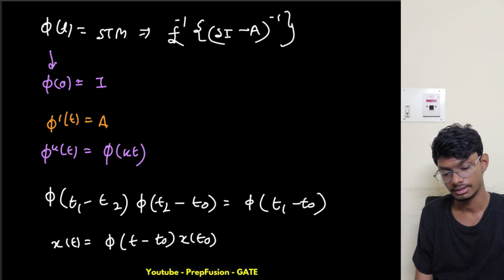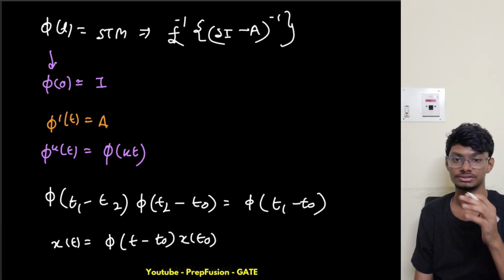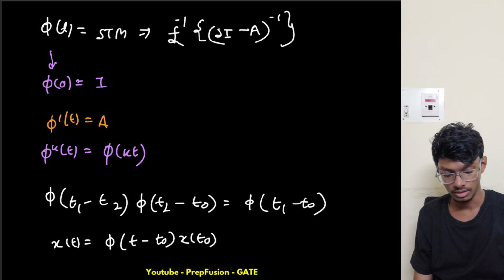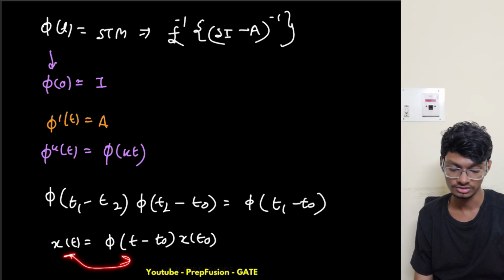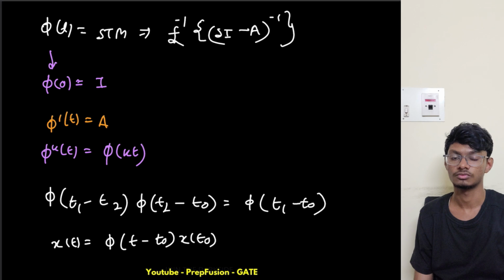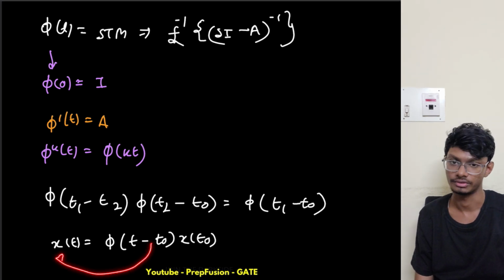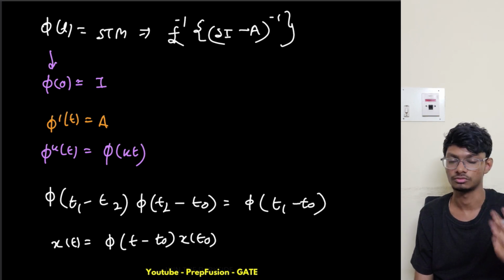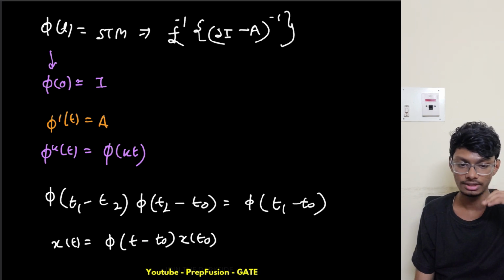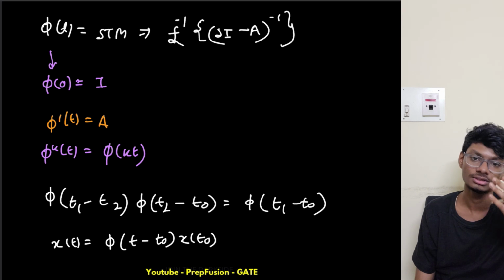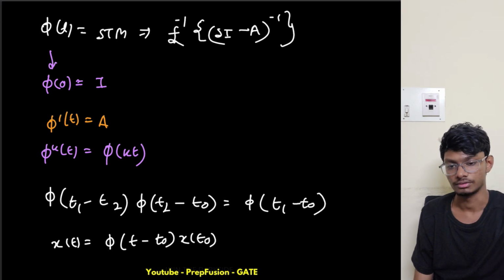This last one, what does it represent? I can go from x of t to x of t0, so this means I can go from here to here, and I can also come back from here to here, to the future and to the past. So this means my state process is a bilateral process. This is one of the things that we need to remember.